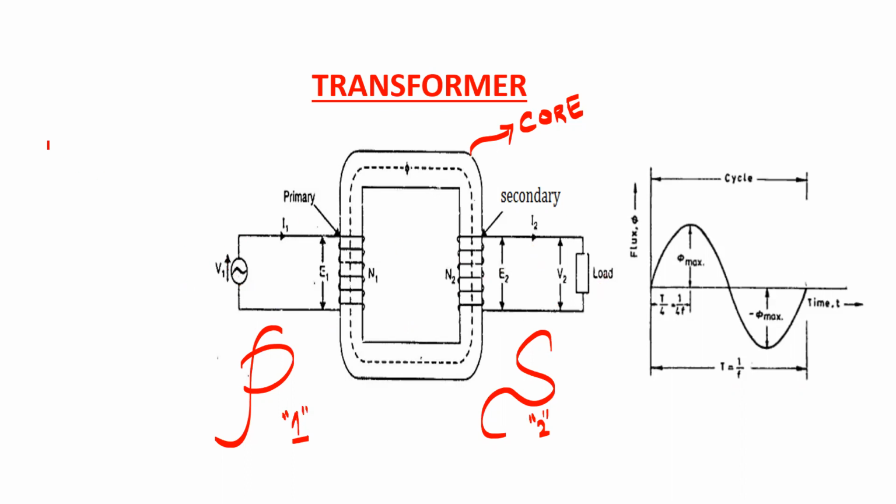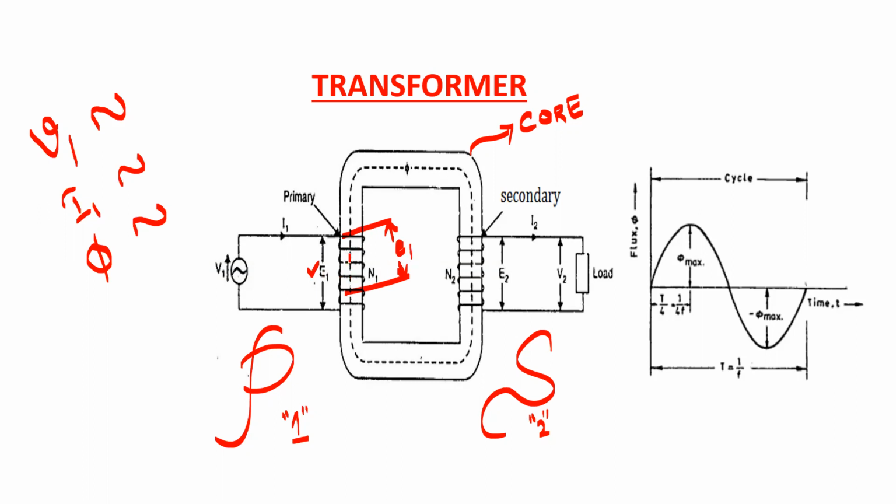Observe one thing here. When I apply an input voltage V1, which is sinusoidal in nature, we can develop a sinusoidal current. When the current travels across the number of turns, we can develop some flux. That flux is also sinusoidal in nature. This flux travels and cuts the number of turns of the primary side. According to Faraday's law, we can develop some induced EMF. Let it be E1.